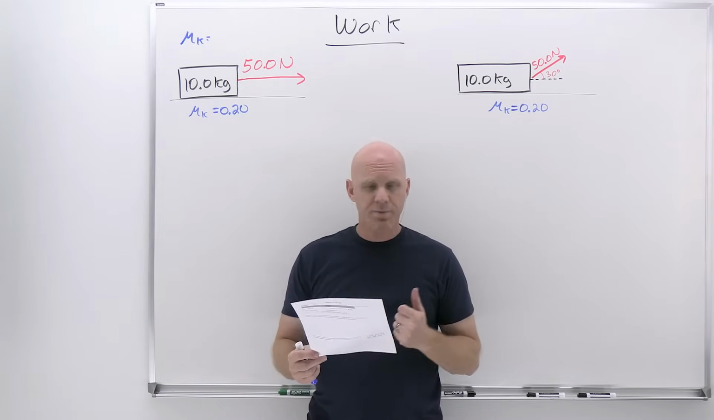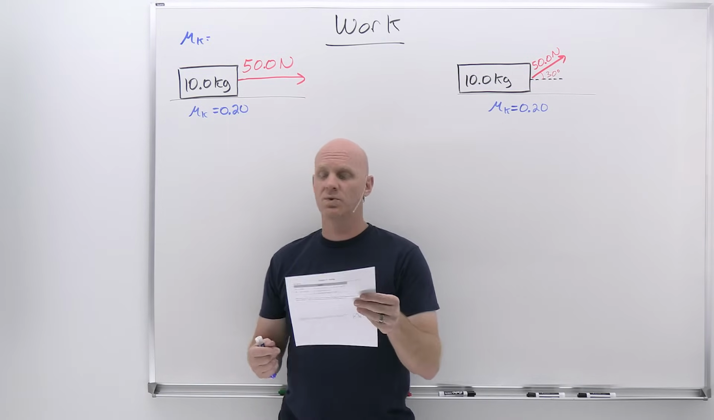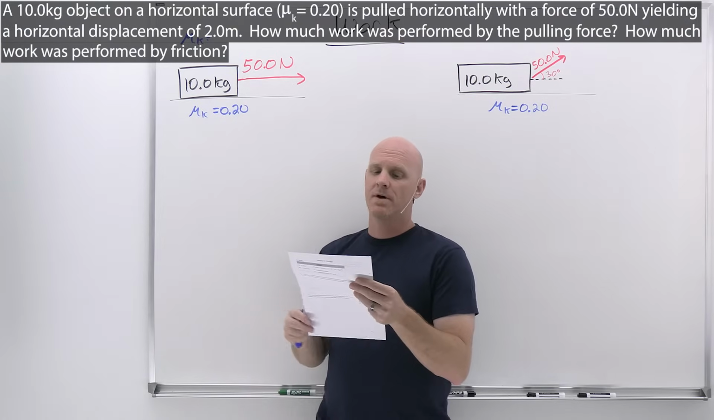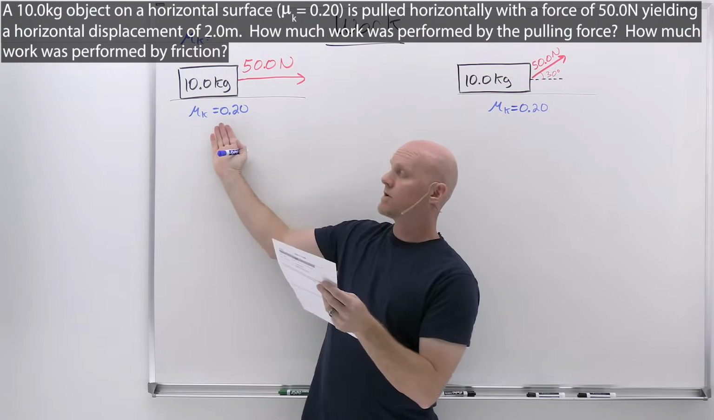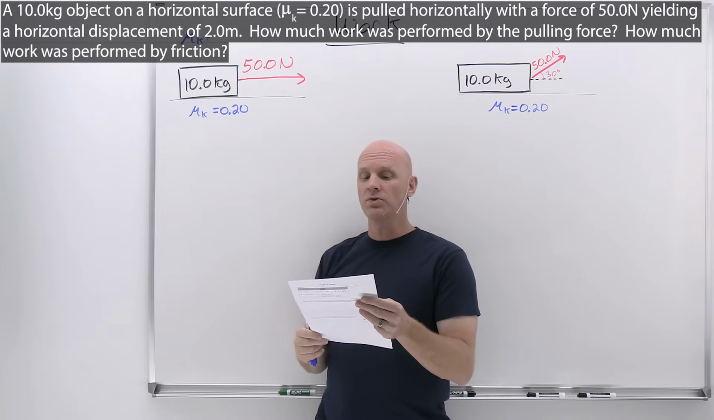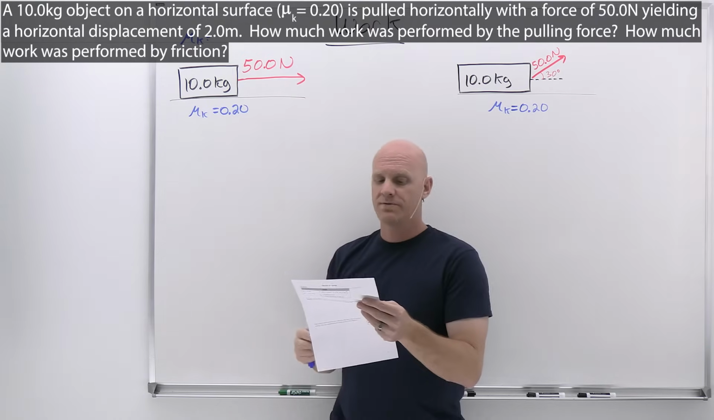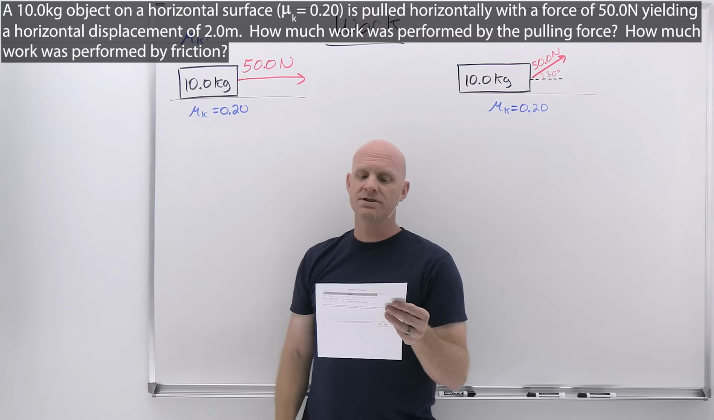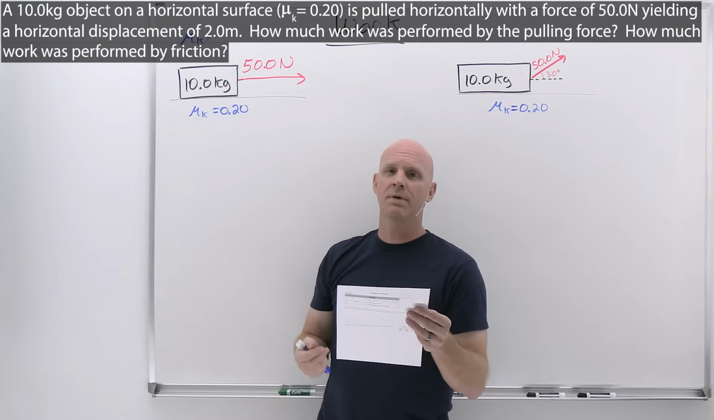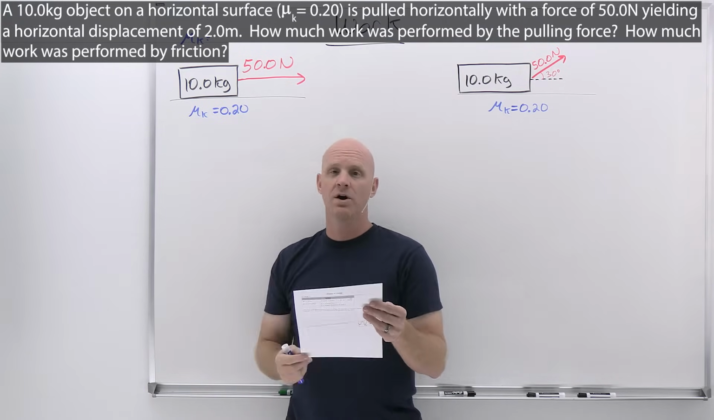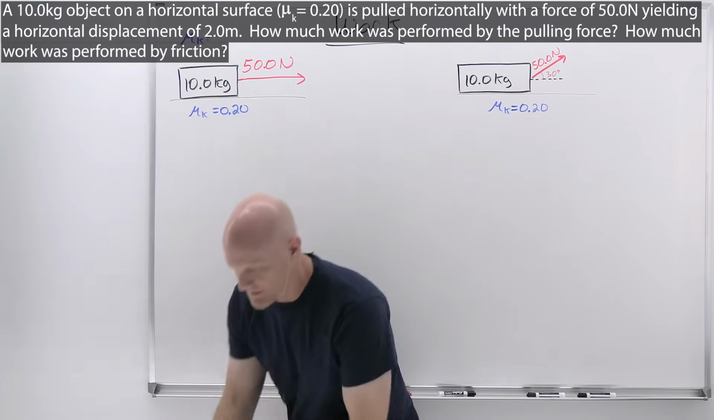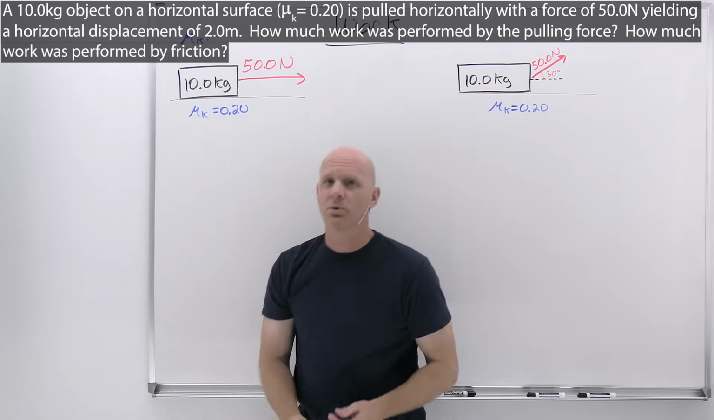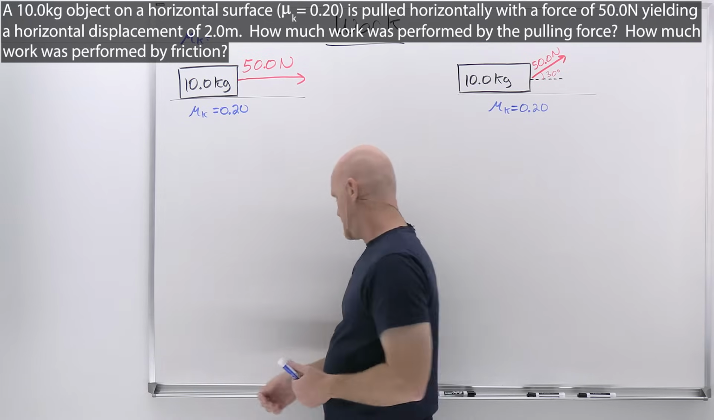All right, so the last 2 problems are going to be related. First one is a 10.0 kilogram object on a horizontal surface. Coefficient of kinetic friction is given, is pulled horizontally with a force of 50.0 newtons yielding a horizontal displacement of 2.0 meters. How much work was performed by the pulling force, and then how much work was performed by friction? So 2 questions here, work of the pulling force and work by friction.